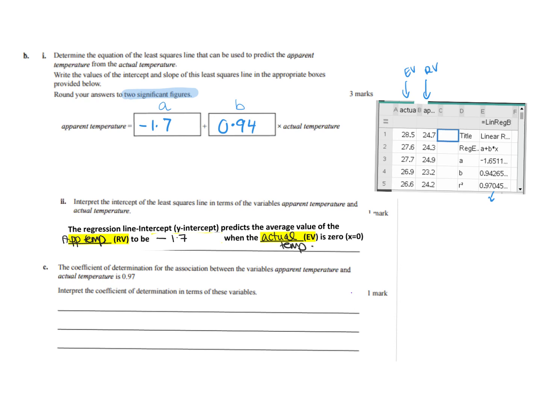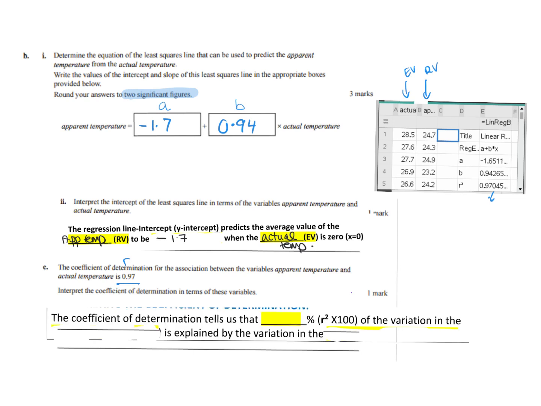Okay, and the coefficient of determination for association between the 2 variables is 0.97, and interpret the coefficient of determination. So that's when we get the blurb for the R squared value. So the coefficient of determination tells us that 97% of the variation in apparent temperature is explained by the variation in actual temperature. So I would write all that out following that template again.